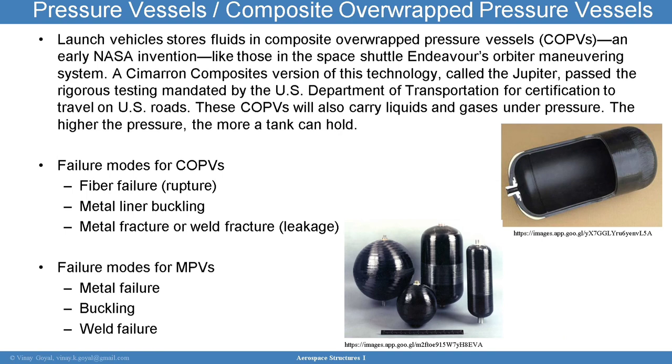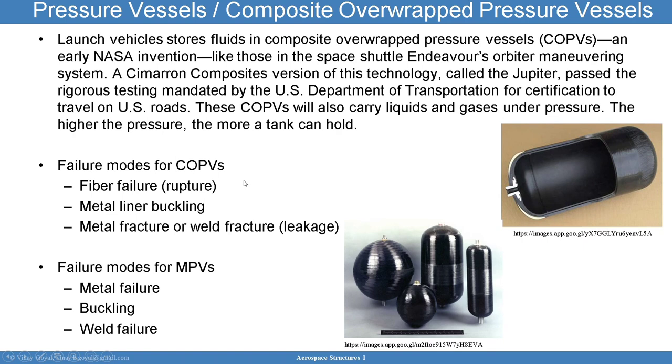carries liquids and gases under pressure. The higher the pressure, the more the tank has to hold, obviously. A lot of these composite overwrap pressure vessels are lined with an aluminum liner. The liner in this case, which is a metallic liner, prevents fluids from escaping, so it's a leakage barrier, and you could also have more of a polymeric behavior that prevents leaks from occurring.